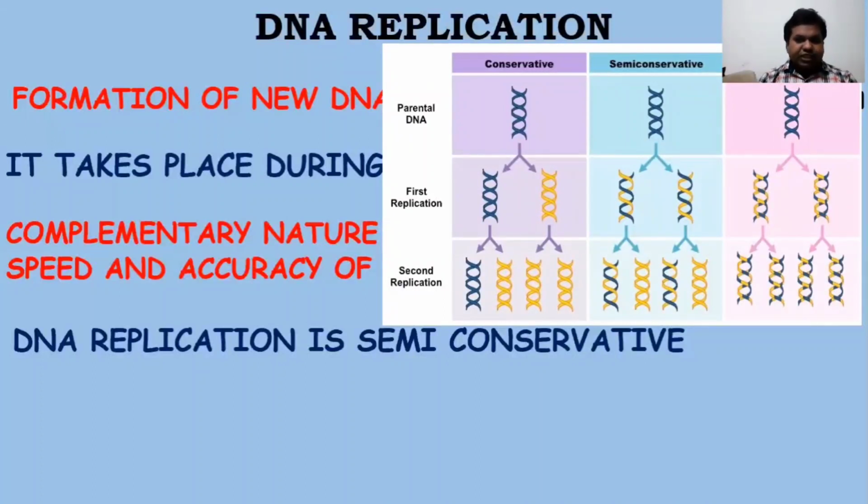Okay, now you can see in the diagram, in conservative, whenever there is a first phase, one is totally new, one is parental. Now after that, there will be one parental and three totally new. See the semi-conservative, one strand is parental.